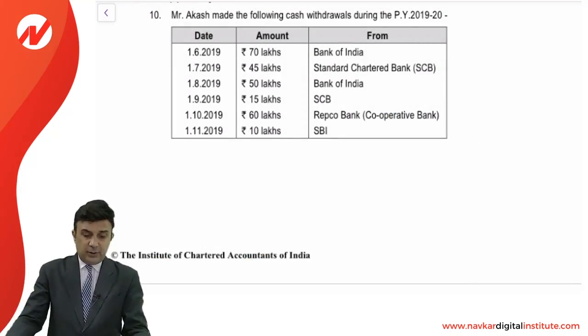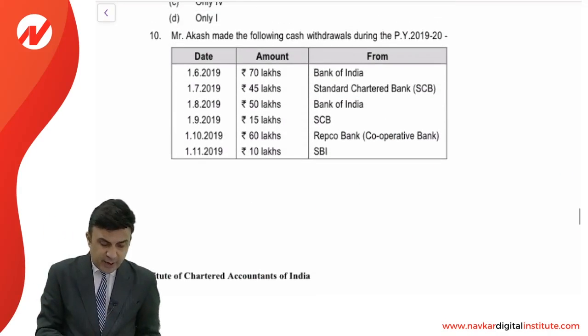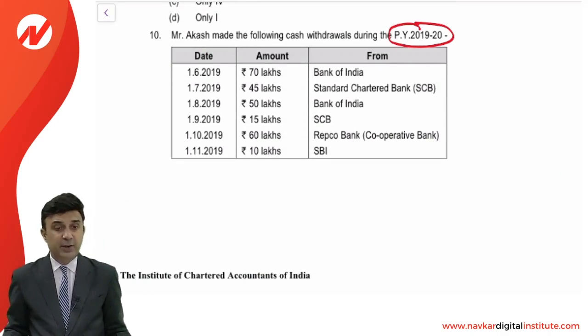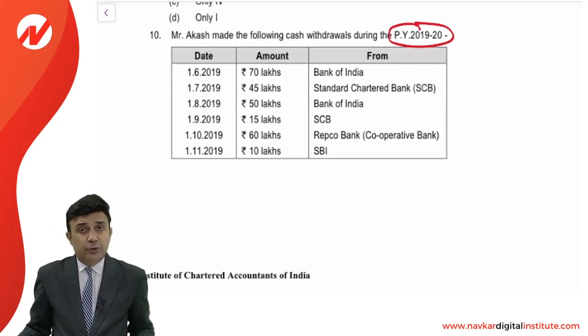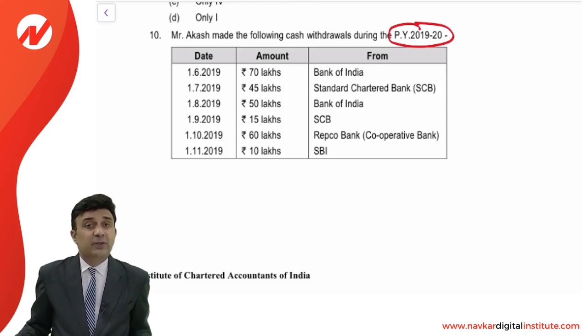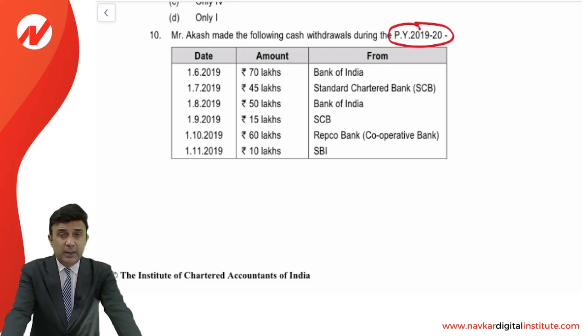Yes, friends. So the 10th one is: Mr. Akash made the following cash withdrawals during the financial year 19-20. Friends, cash withdrawal above 1 crore from a current account from a bank, post office, or cooperative bank would be subjected to TDS under section 194N. This provision is applicable with effect from 1st October 2019.